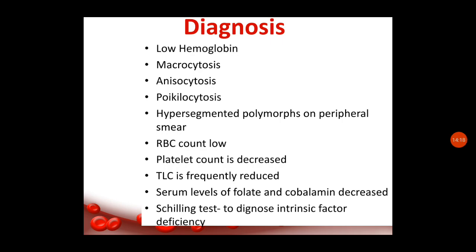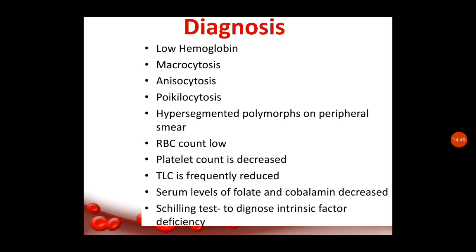Okay. Then hypersegmented polymorphs on peripheral smear. RBC count will be low. Platelet count, usually it is decreased already. We have seen that it is leading to thrombocytopenia. Total leukocyte count is also frequently reduced. That's why it is leading to repeated infections and fever and other problems. Then serum levels of folate and cobalamin decreased.